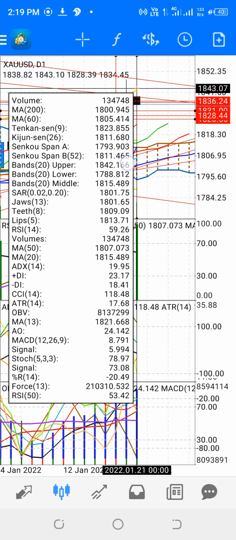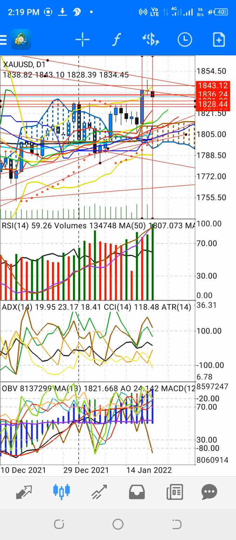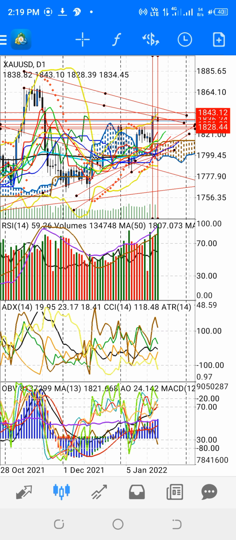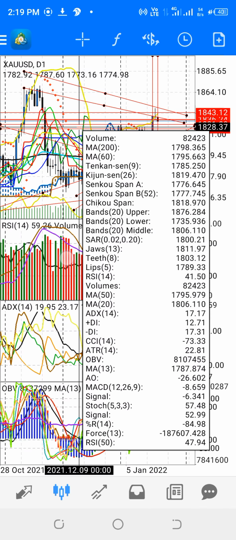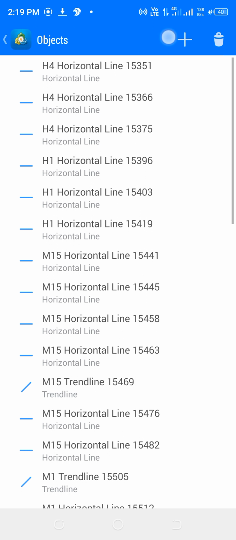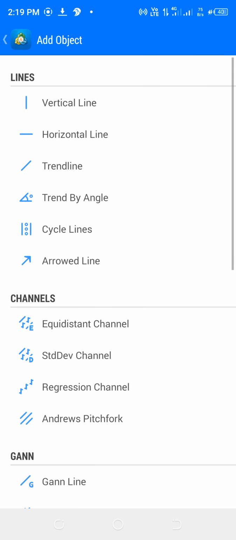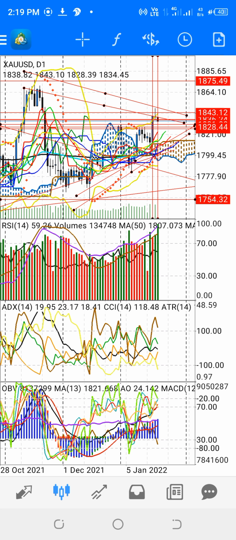For the daily, the gold is still upward, but the momentum is not ideal to trade. Maybe there is some fluctuation of prices because, as you observe, this is the highest price of the daily of the gold, and this is the lowest here.